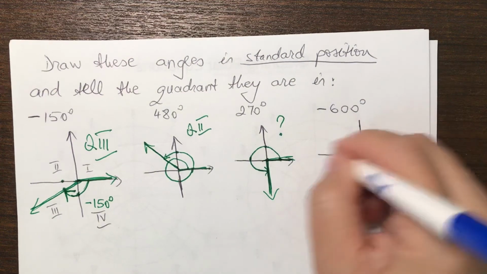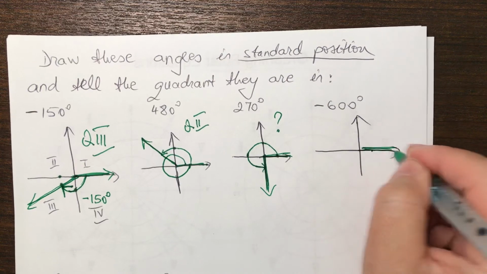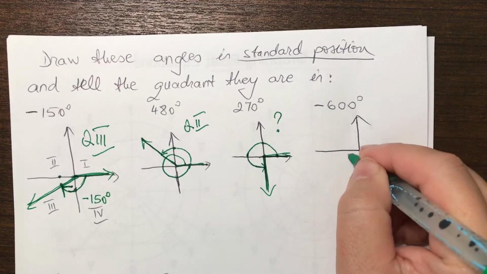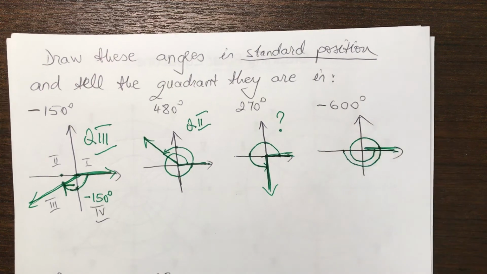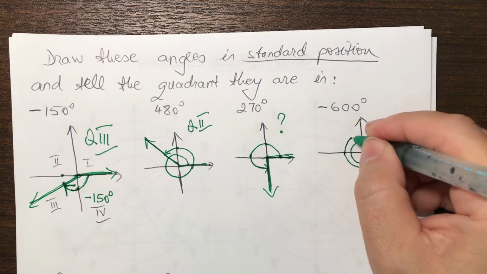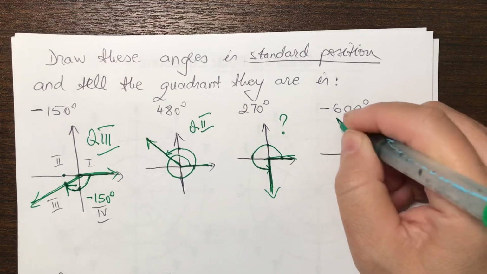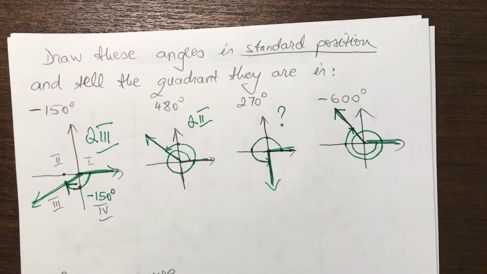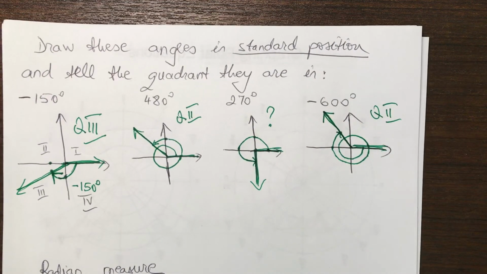So -600, let's just do one more. And again, I'm going from the positive x-axis in a negative direction, 360. 360 plus 180 is 540, so I have to keep on going, 60 more. Now, by the way, you have calculators. I'm going to end up here in, again, quadrant 2, right? Going in a negative direction.